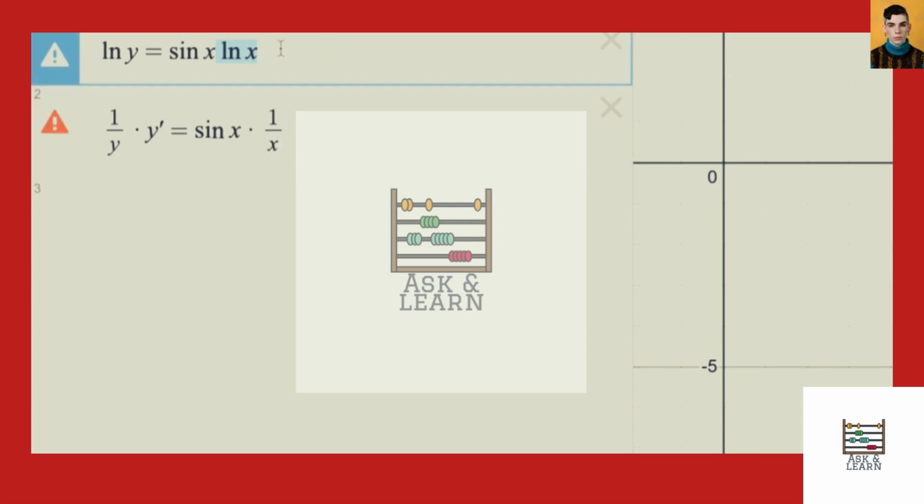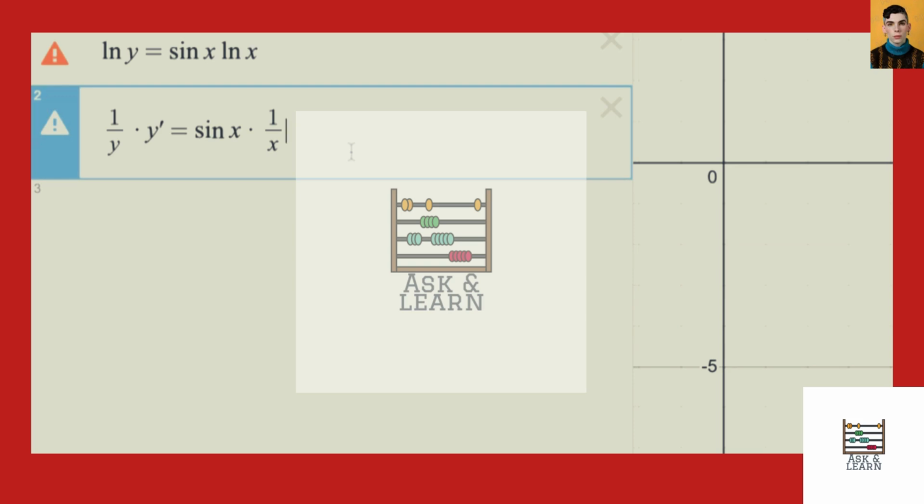So this portion right here, natural log of x, will give us 1 over x. And then what we have is plus, we keep the natural log of x this time, and then multiply it by the derivative of sine x, which is just cosine x.